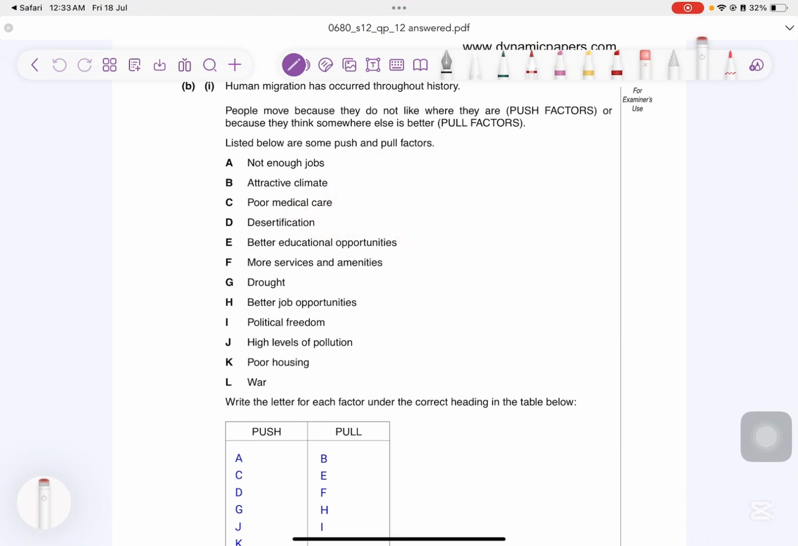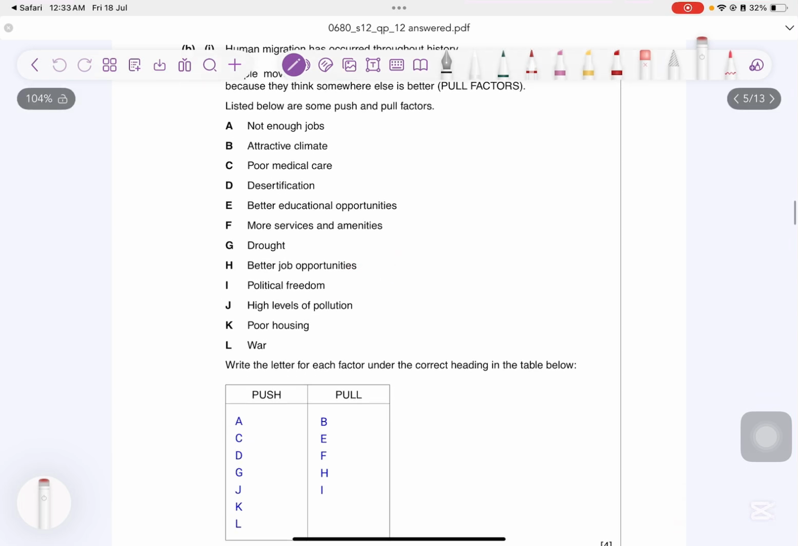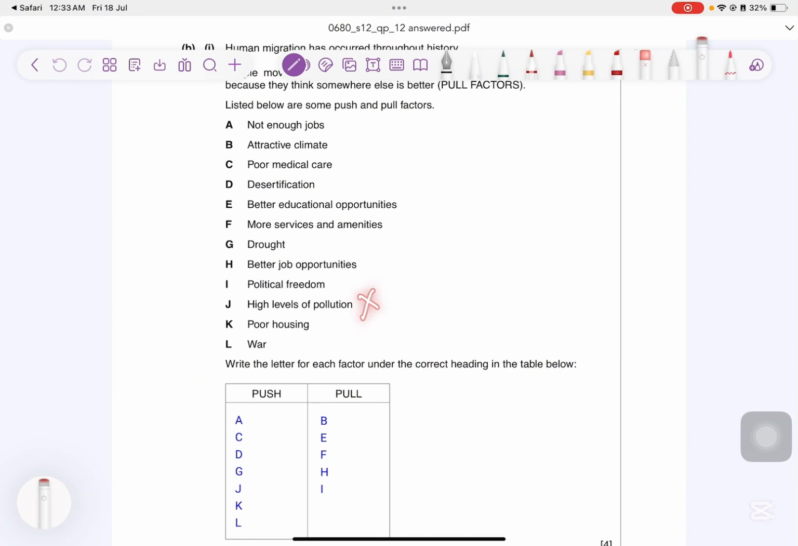More services, pull. Drought, it's push. Better job opportunities, definitely pull. Political freedom, a pull. People have free speech. High levels of pollution, that's push. Poor housing, a push. And war, definitely push.